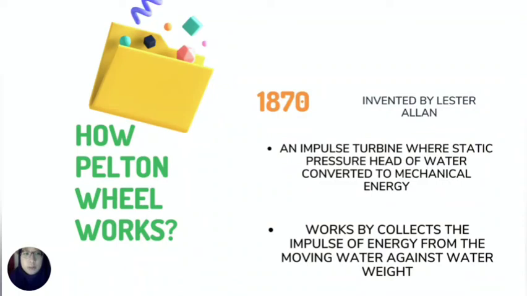Question number 2, how does a Pelton wheel work? In 1870, this type of turbine was invented by Lester Allen, an American inventor. The Pelton wheel is an impulse turbine where the static pressure head of water is converted to mechanical energy. It works by collecting the impulse of energy from the moving water, which pushes against the wheel buckets.